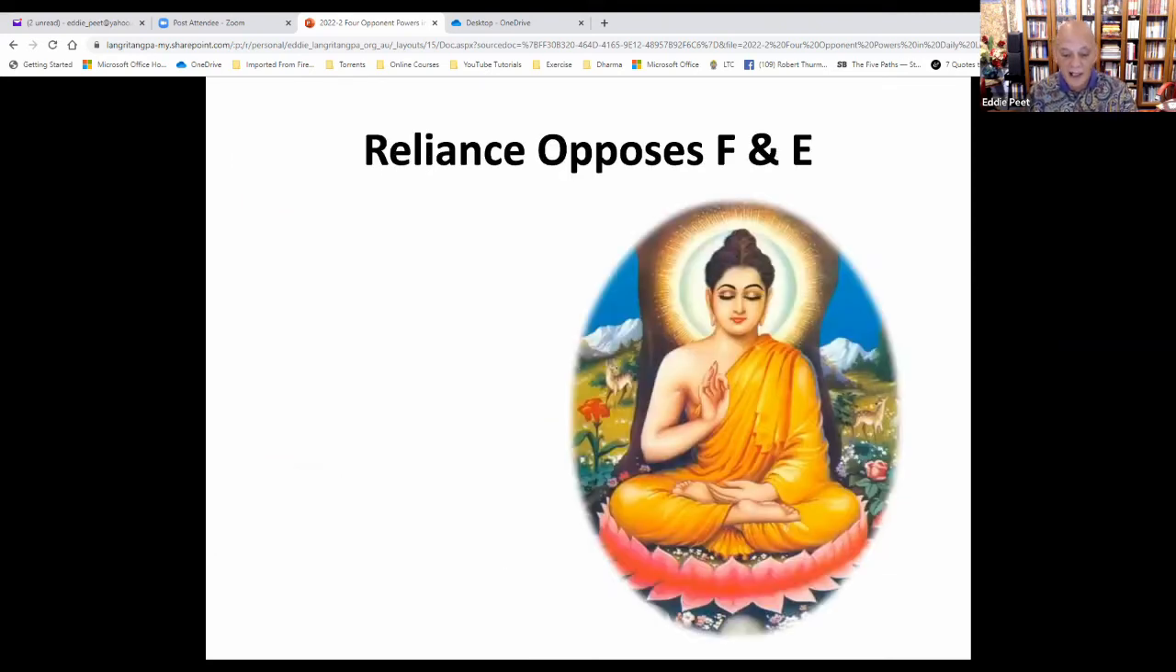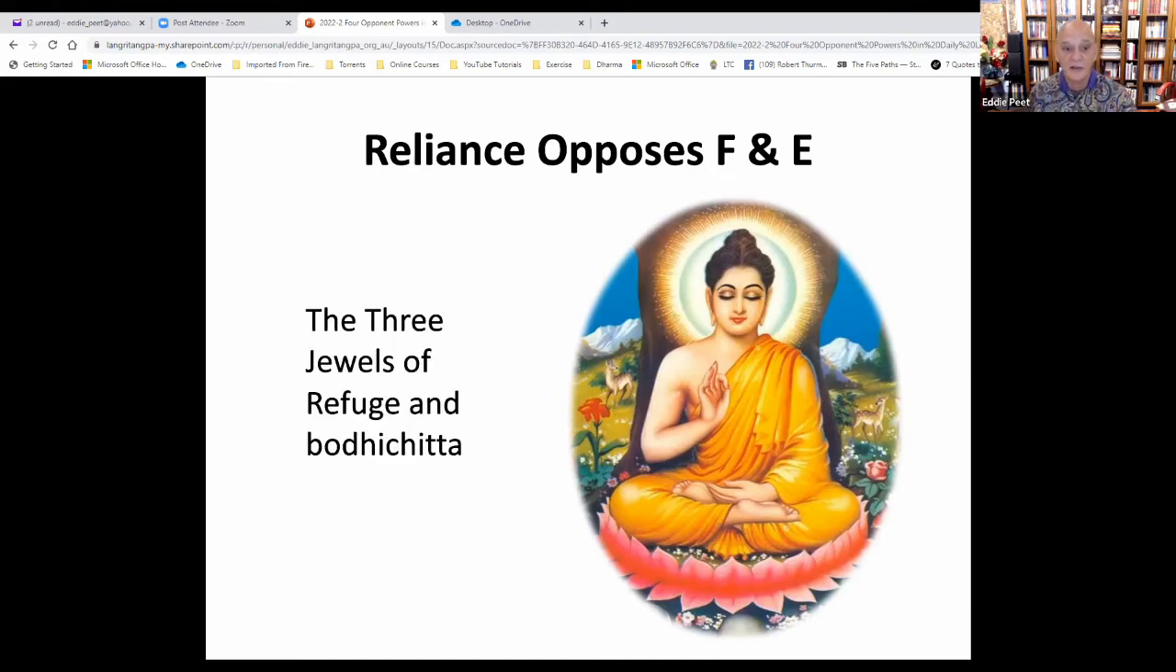So the reliance opposes the fruitional and environmental effect. And what are we relying upon? The three jewels of refuge and bodhicitta. In terms of the creation of negativities, there are only really two classes of beings you can do them against: enlightened beings and unenlightened beings. To purify the actions we do against enlightened beings, we have the three jewels of refuge. And for those against unenlightened beings, ordinary beings who are suffering, we have bodhicitta. So these are two major ways we oppose the negative karma we've created in the past.